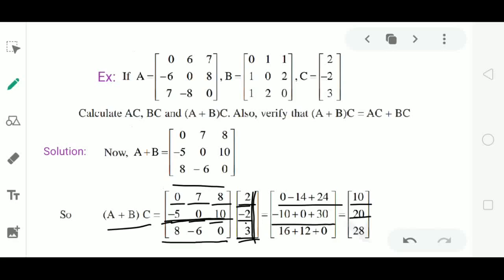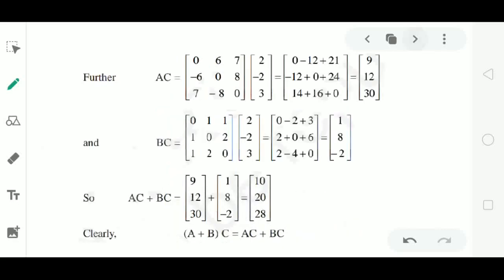Next we consider the third row of A plus B with the column of C. 8 into 2 plus minus 6 into minus 2 plus 0 into 3, which is 16 plus 12 plus 0, equal to 28. This is A plus B into C. Next we find AC, that is the product A into C.